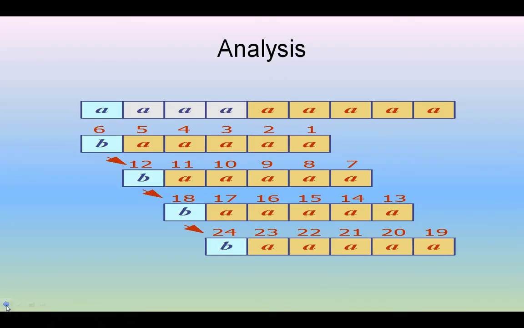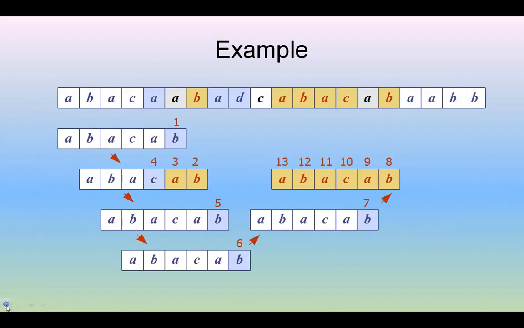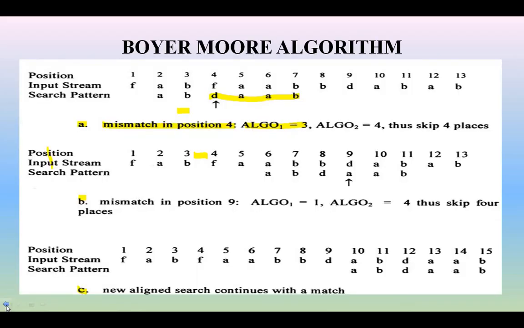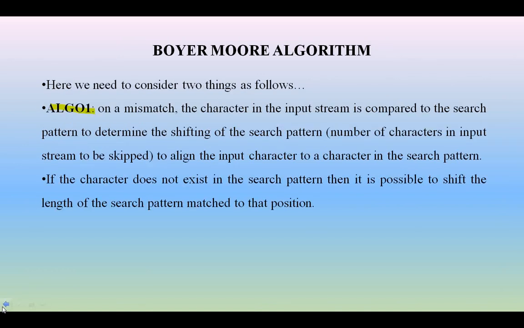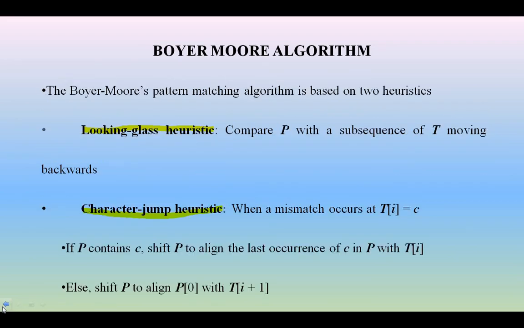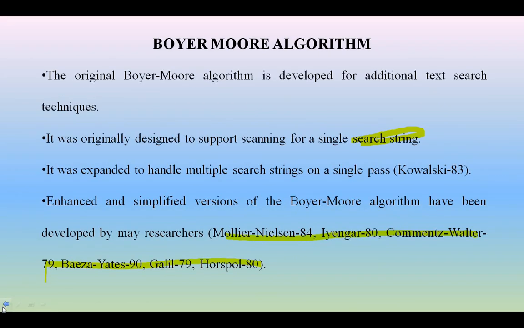This is the analysis of the Boyer-Moore algorithm. The main thing to remember in this working example is that the searching always proceeds from left to right. It will start the positions based on algo 3, algo 2 and algo 1. So searching from left to right has to be taken into consideration, and it is a very efficient algorithm compared to the brute force method. It is based on two heuristics, the looking-glass heuristic and the character jump heuristic, mainly used for searching strings.